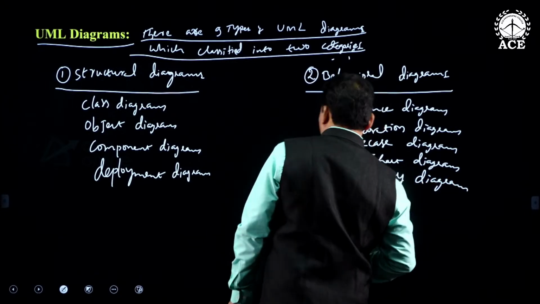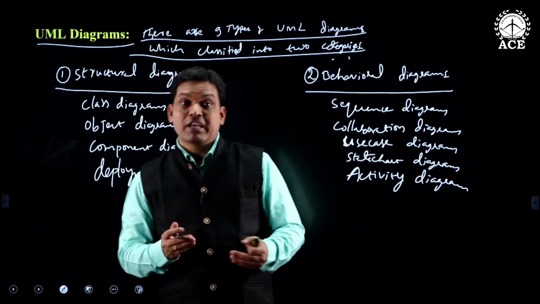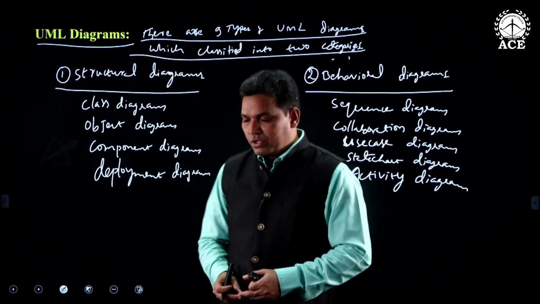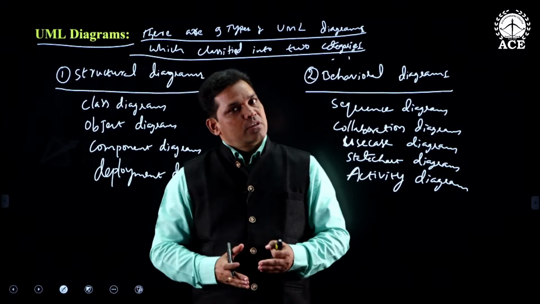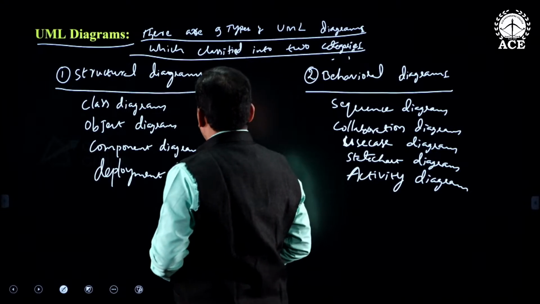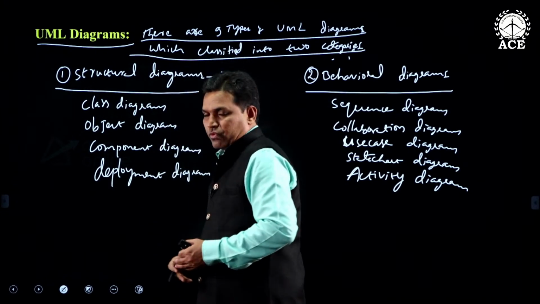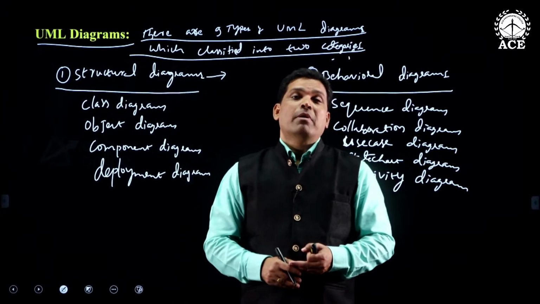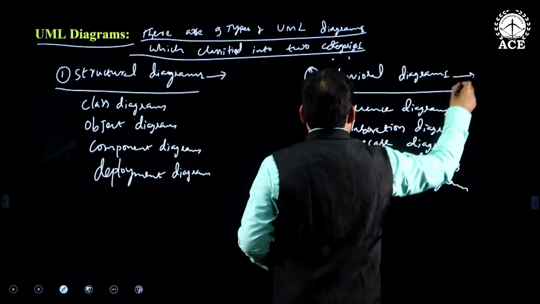UML diagrams are classified into how many categories? Two categories: structural diagrams and behavioral diagrams. As a designer, if you want to design any software system, you have to design all these 9 kinds of diagrams so that you can say you designed the software system. What is the purpose of structural diagrams? Briefly we discussed, they are used to model the static view, the static part, of a software system. Behavioral diagrams are used to model the dynamic part of a software system.